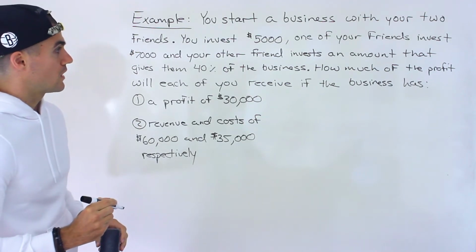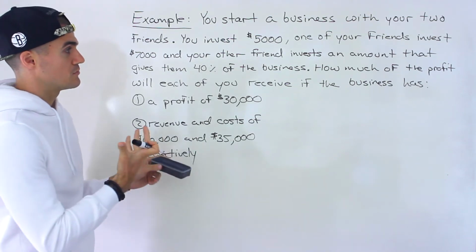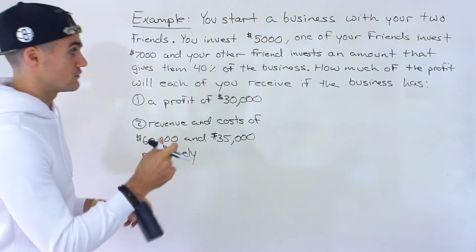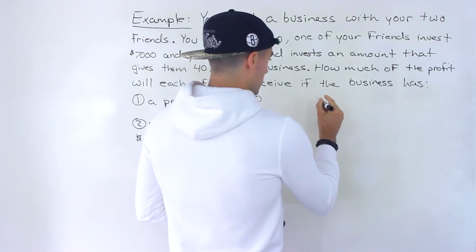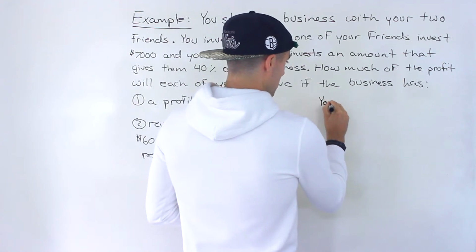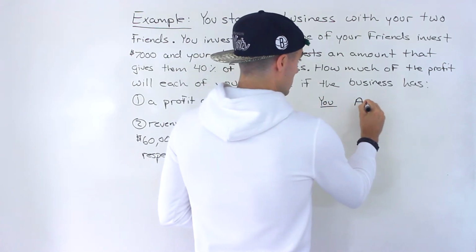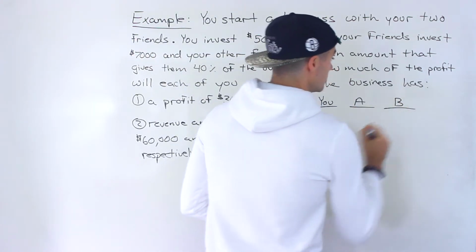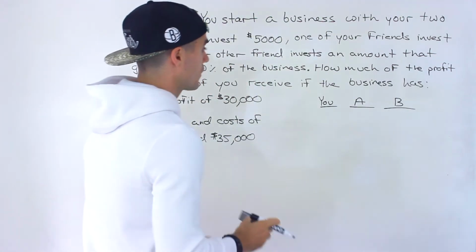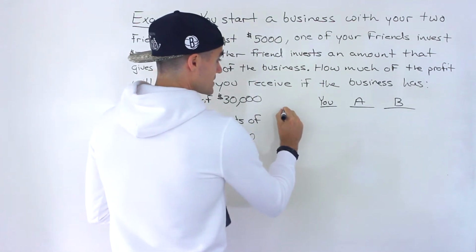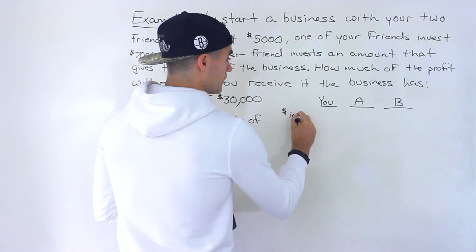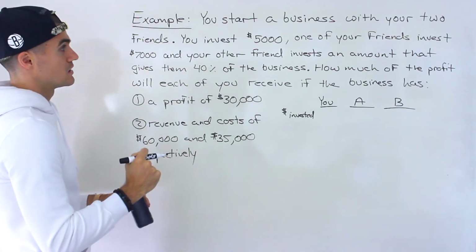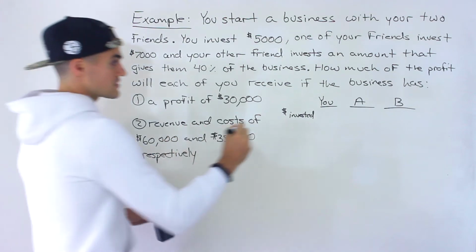So first thing we want to figure out is what percentage of the business you and your friends each individually own. So let's do a chart here. We'll let this first column be you. We'll say the second column is going to be friend A, and then we'll call the other friend B. So you and two of your friends. The dollar amount invested in the business is going to determine how much of the business you all own. So you invest $5,000.